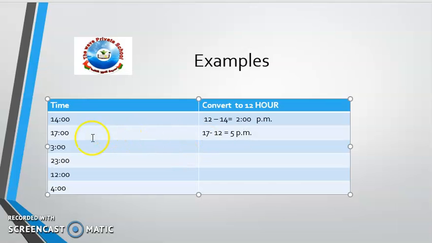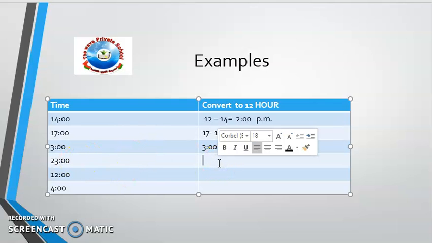P, why? Because it is 17. If it is above 12, I have to write PM. 3, it is not above 12. Okay, so it means I can write the same number in A.M. Here you can see what I have to do. 23, it is above 12, so I have to write 23 minus 12 equal to 11. It means 11 P.M.